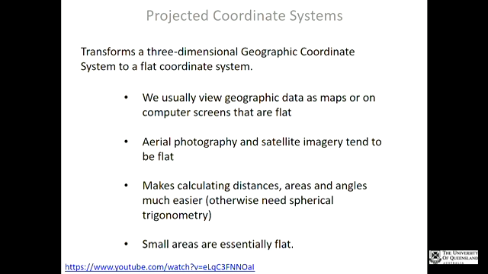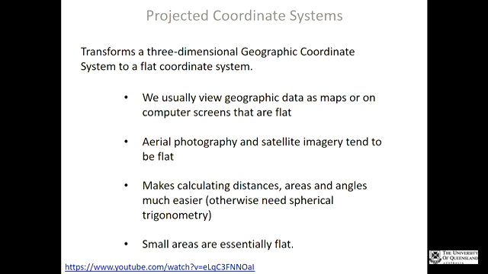We almost always view maps on a flat surface. Aerial photography and satellite imagery tend to be flat as well, and we get a lot of data now from them. We often use maps, and now we use computer screens, but essentially we're viewing them on a flat surface. You can get globes and look at the Earth's surface, but it's not that convenient. You can't carry a big globe around in your pocket. Increasingly, aerial photography and satellite imagery are used, and they tend to be flat.